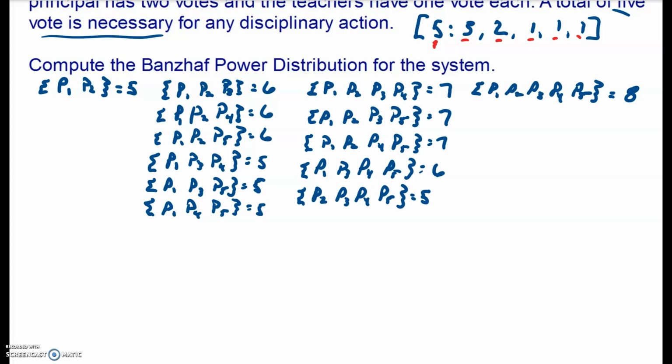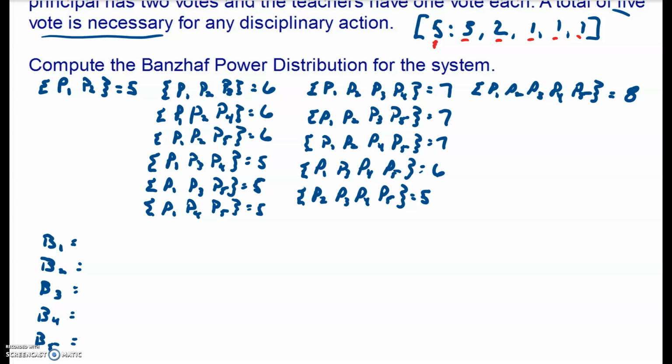Now what I need to do is find how many times each player is critical. So we're looking for the Banzhaf number of each player: Banzhaf 1, 2, 3, 4, and 5. So we now need to find these Banzhaf numbers. How many ways is player 1 critical? Remember, critical means if we take player 1's vote away, the coalition will no longer pass.